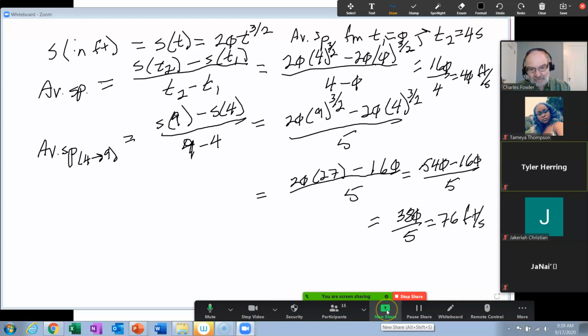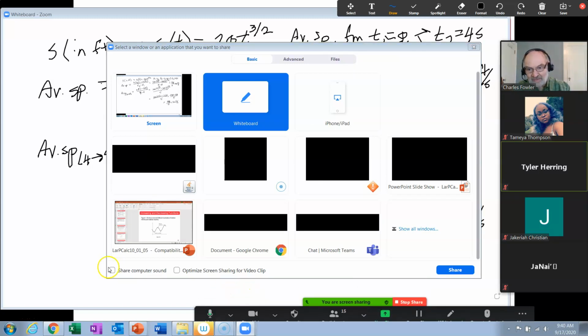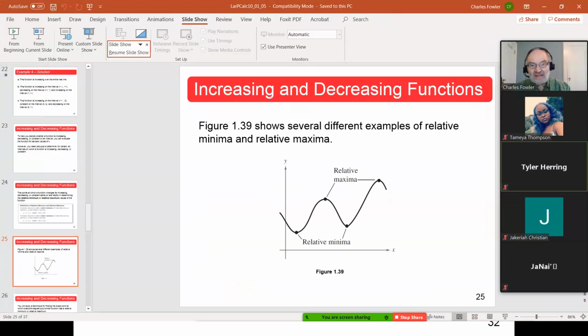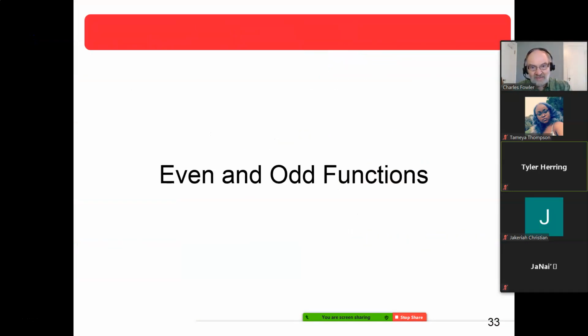Now, if you have trouble doing the checkpoints, getting the answers they have in the back of the book or at larsonprecalculus.com, those can be things you can turn in as well. So let's go back to 1.5 and go back to the current slide. And that got us right down to even and odd functions.